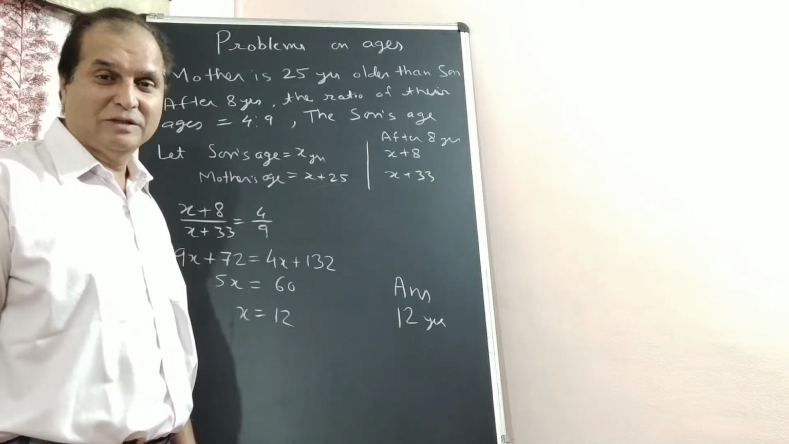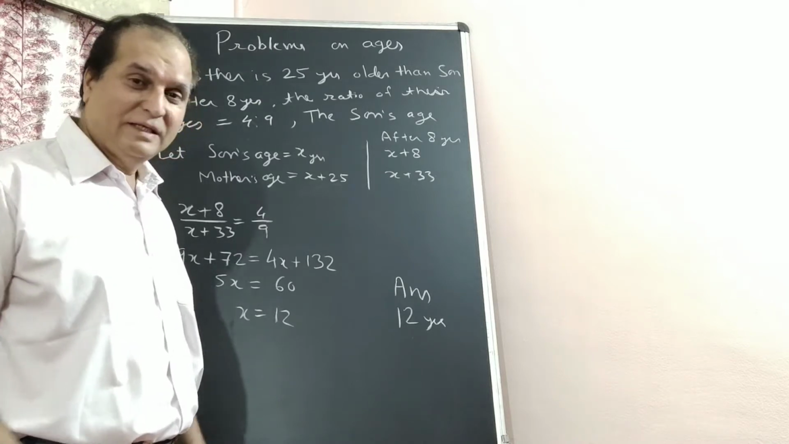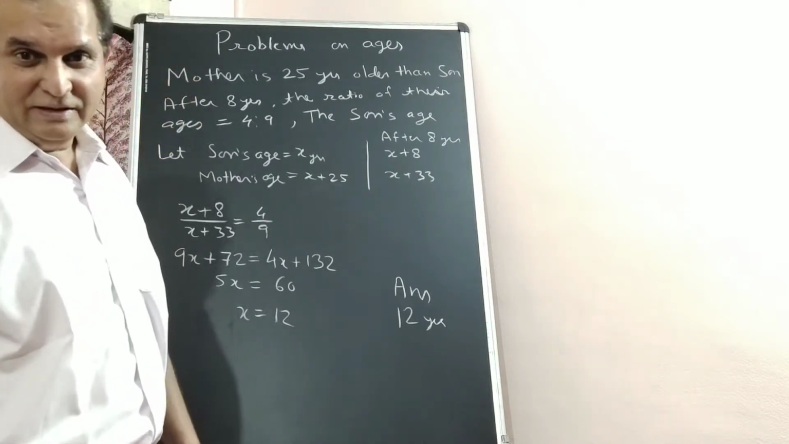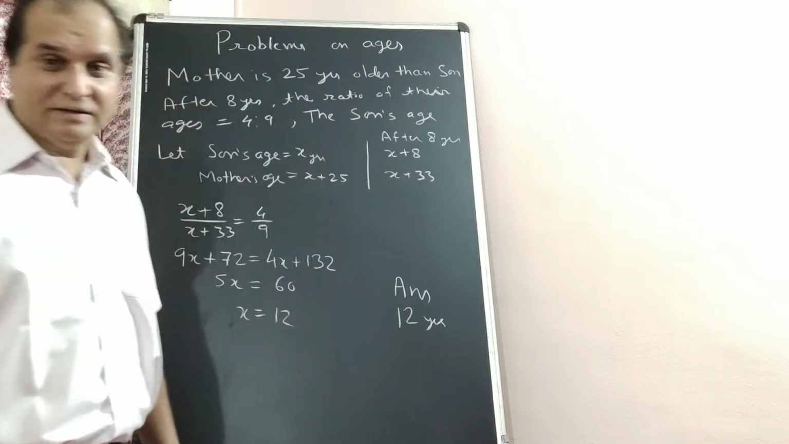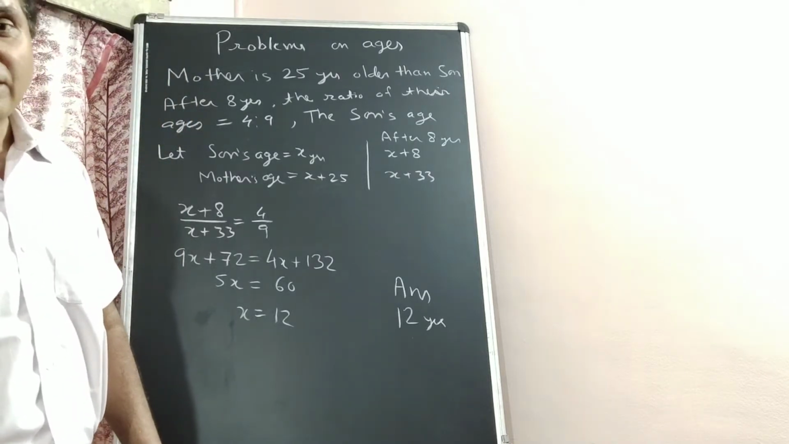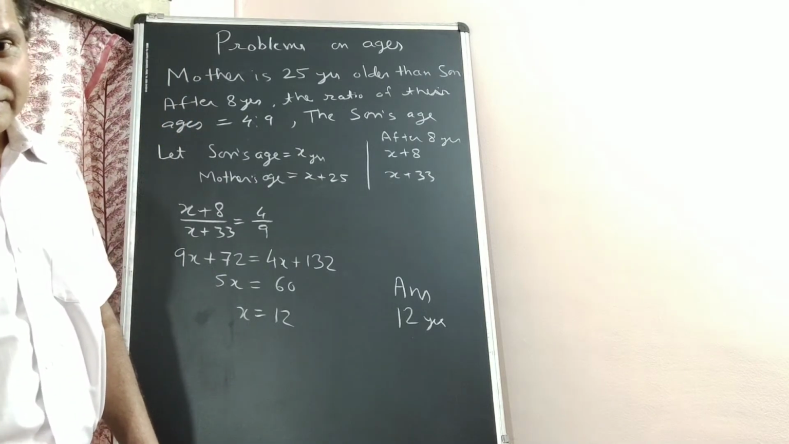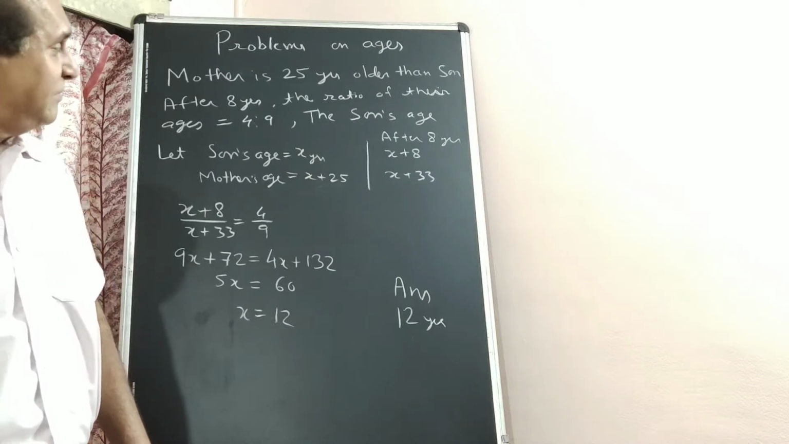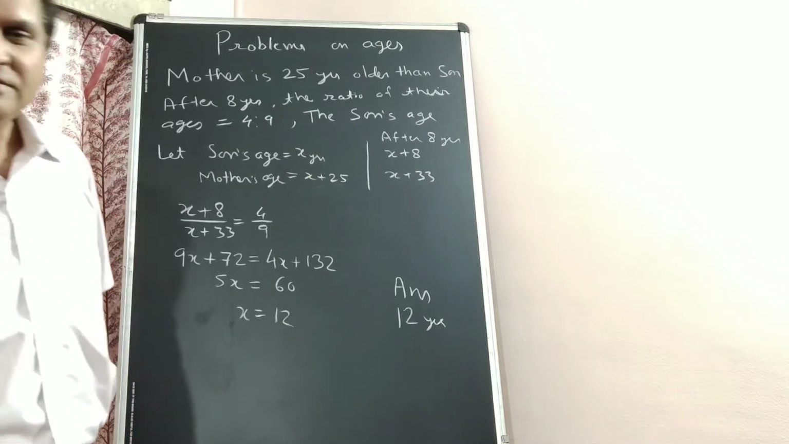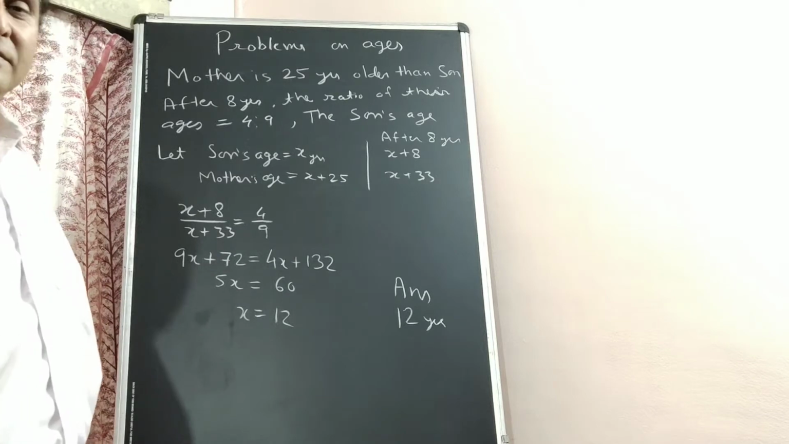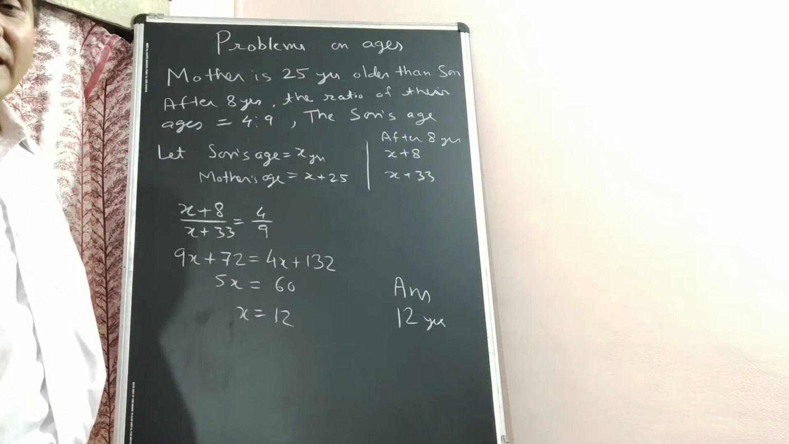Your sum may not be so simple, but this is just an example I am starting with. It is an easy example, so you should understand the sums of ages. Understood the sum? Write it down. Any doubt you can reply in the comments.